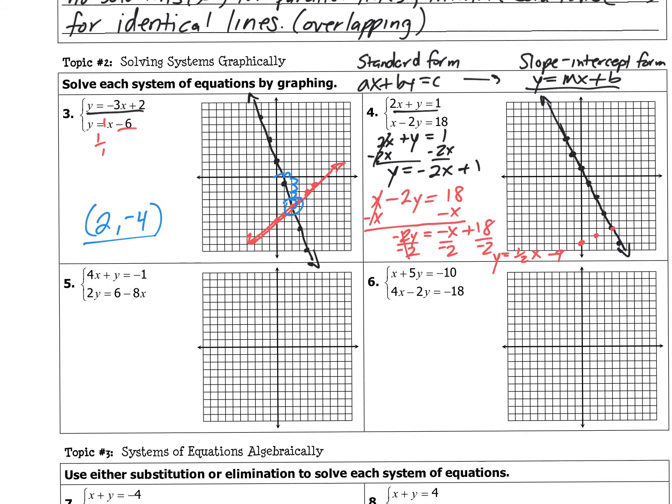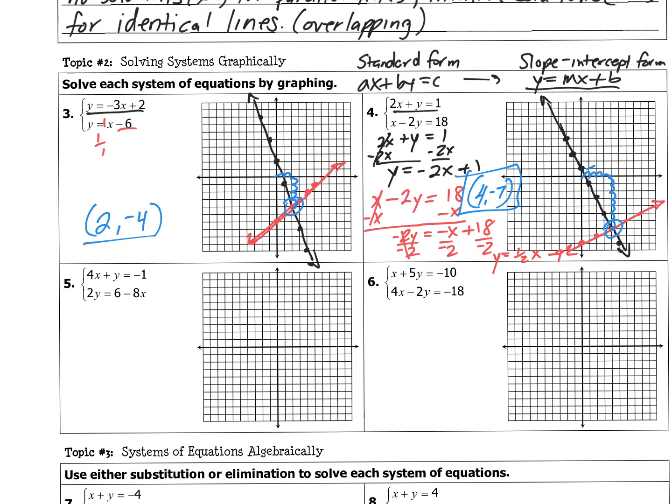Up 1 over 2, up 1 over 2. Connect the dots. So the place where they intersect is right here. And that is at, let's see, 1, 2, 3, 4, -1, 2, 3, 4, 5, 6, 7. So it's at (4, -7). That is the answer.